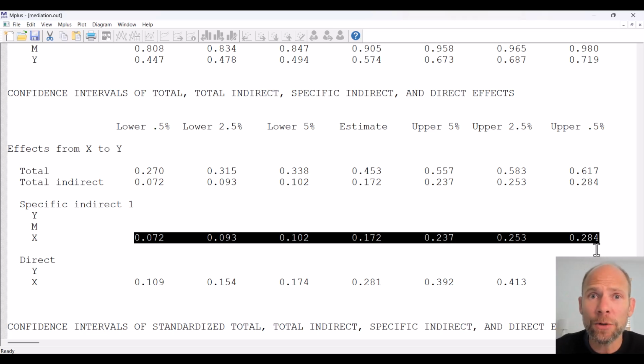Now, why again should you use a confidence interval to test the indirect effect rather than a simple p-value? The reason is that the product of two or more regression coefficients or path coefficients, which is the indirect effect, is not normally distributed, and as a result, asymmetric confidence intervals provide a more powerful way of testing the indirect effect than a standard error and a simple test statistic.